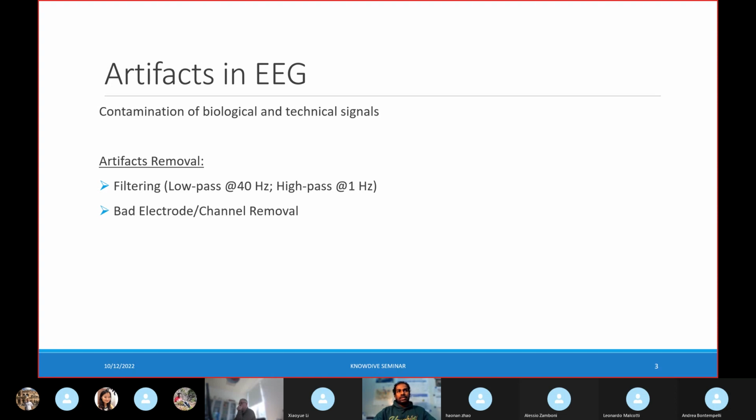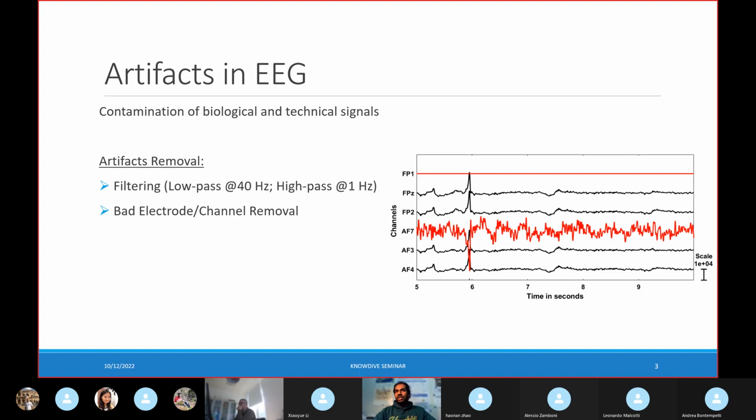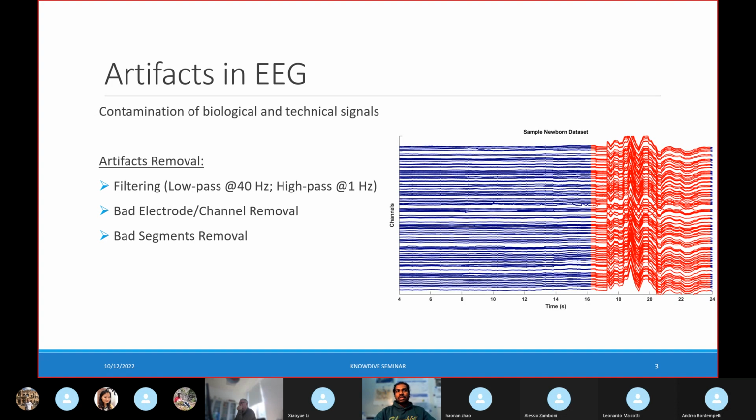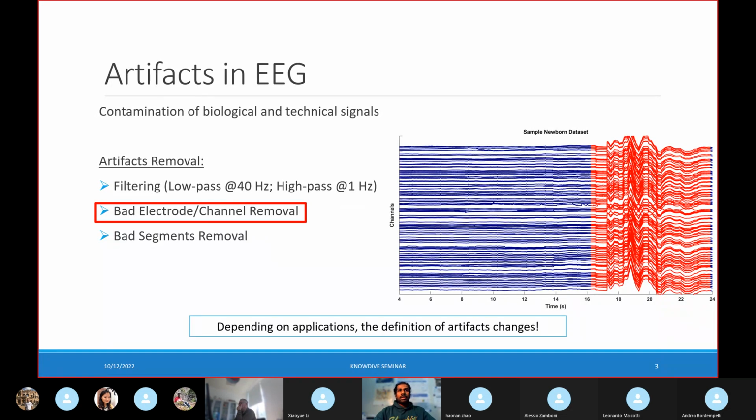Then the bad electrodes or bad channels are detected and removed from the data. Here I show a sample data set in which you have a set of bad electrodes. Then once the bad electrodes are removed, you go for bad segments removal, and here I show a sample newborn data set in which you see the portion of data that's highly contaminated with probably movement artifacts. Of course, in this talk, we are focusing on the second step, which is the bad channel removal.